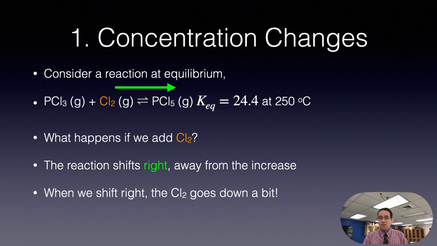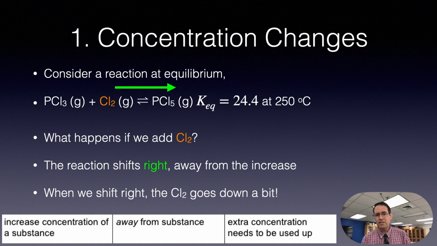So if you give somebody a lot of money, they're like, I'm going to go take my friends out, I'm going to go see a movie or something, and the money in their wallet is going to go down a little bit, right? So they do something opposite to what you're doing. If we add chlorine here, this reaction is going to shift to the right to bring that chlorine concentration down a bit, all right? Here's the summary of that chart, just a little bit. So if you increase the concentration of a substance, you shift away from that substance.